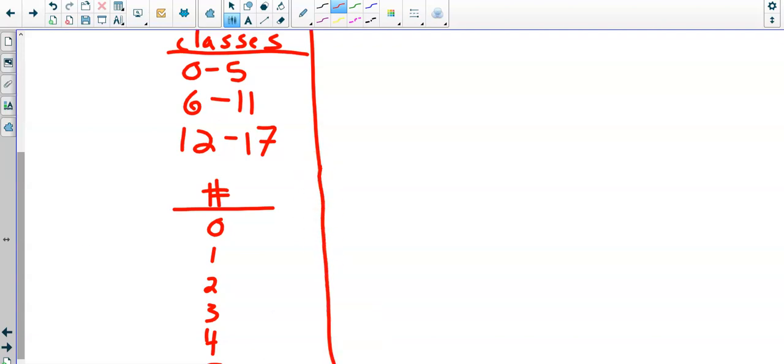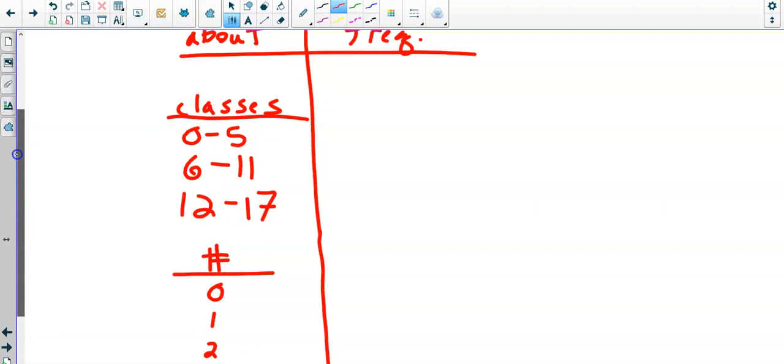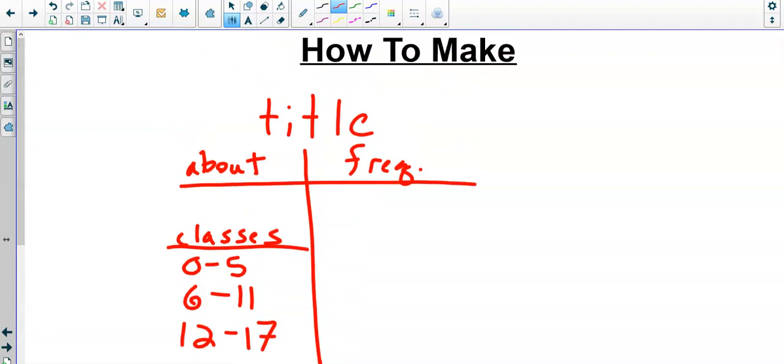Okay? Cool thing is, you don't have to really make the actual table. They will actually have the table ready for you. You just have to fill in the frequencies. So let's take that data that we had before and let's fill in a frequency table, a frequency distribution, because this is all that's needed. Again, you need a title. I need to know what this left side is about. The right side is always what we call the frequency.